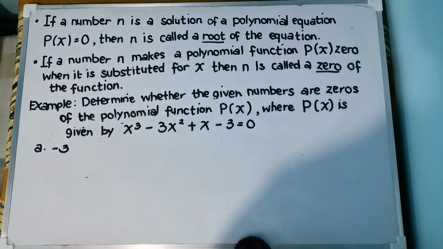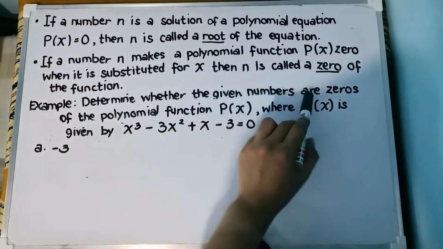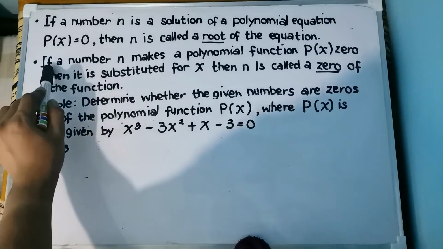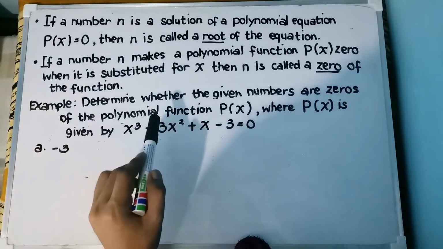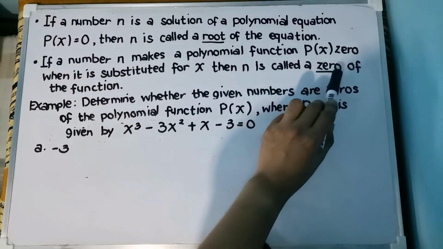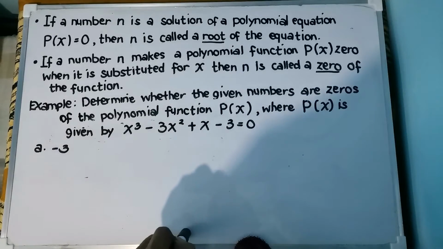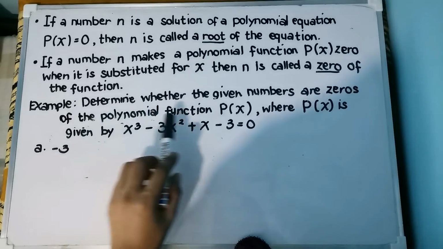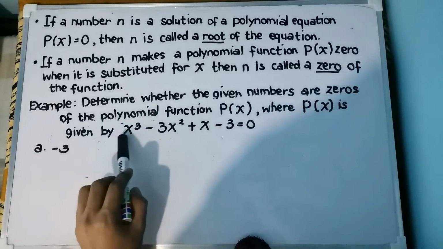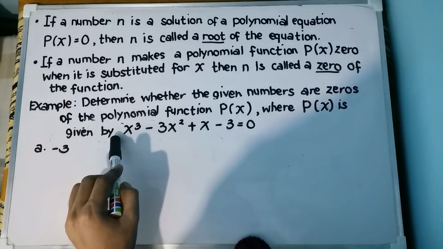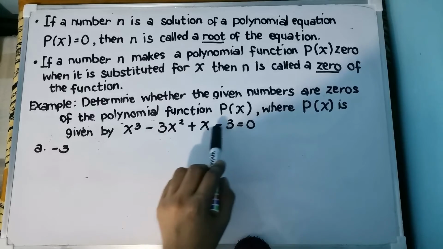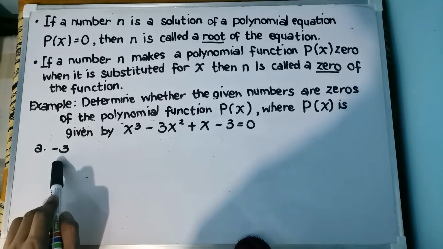Okay, for our next example, we are going to determine whether the given numbers are zeros. So this time, we are going to apply the second mathematical concept that we have. So upon substituting the given number, malalaman natin siya na ang tawag doon ay zero of that given polynomial function if it is a true equation. So wherein kapag sinubstitute natin yung given numbers, dapat ang lalabas ay zero, and that is a true equation. So meaning that number is a zero of that given polynomial function. So otherwise, it is not a zero. So wherein the polynomial function p of x is given by this one. So this will be our polynomial function, x cubed minus 3x squared plus x minus 3 equals 0, wherein ang ating x ay negative 3.